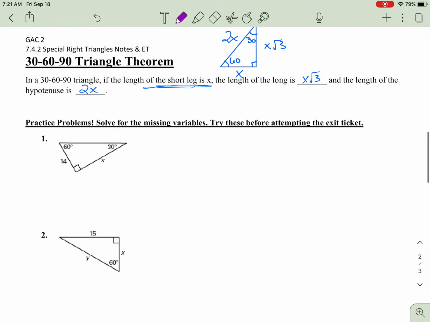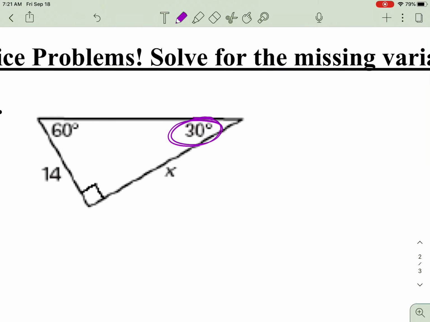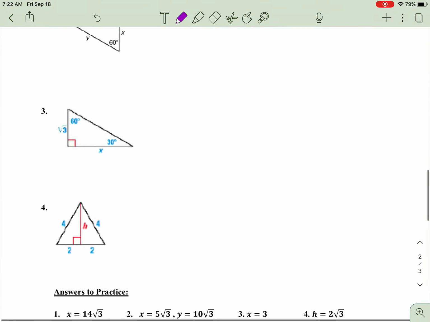Okay, so I want you to go through some practice problems. Try to do the same thing. Remember that if it's across from the short angle, that's the small leg. Okay? Then you have this hypotenuse is 2x, and then this would be x radical 3, if this is x. All right? So go through those practice problems first.